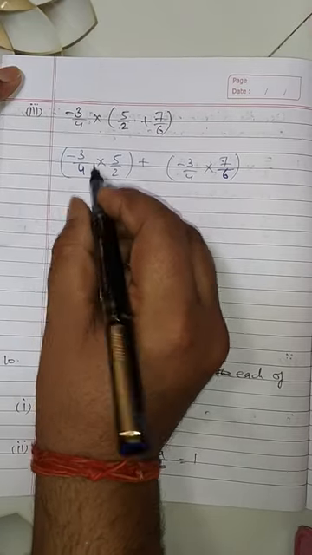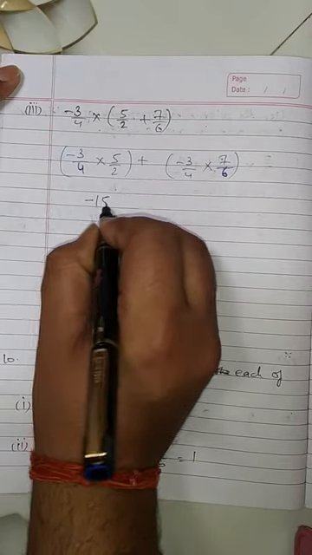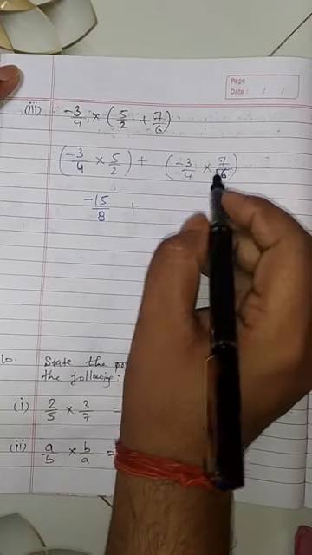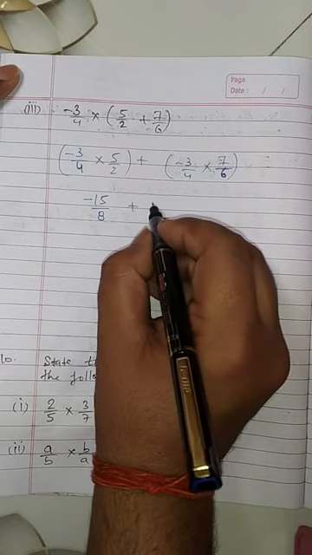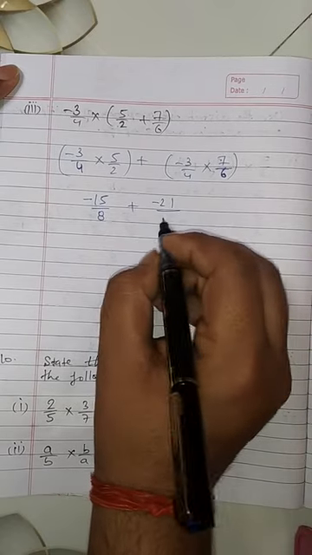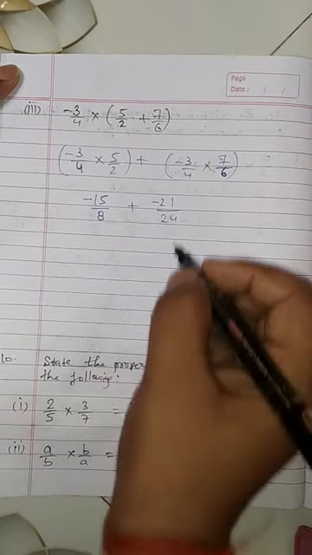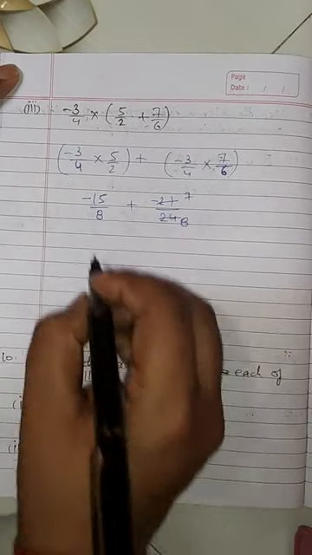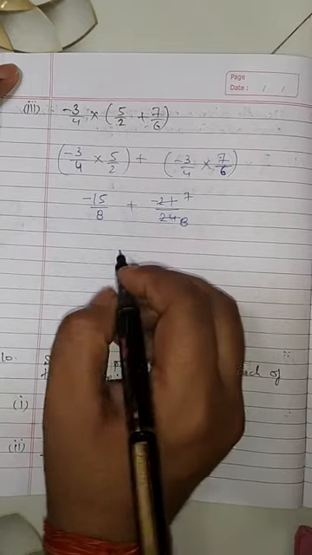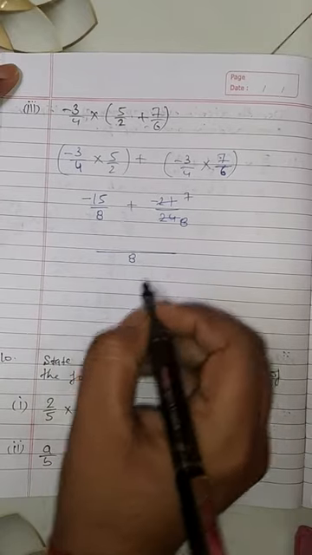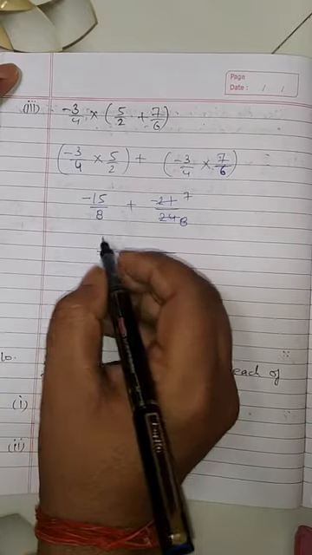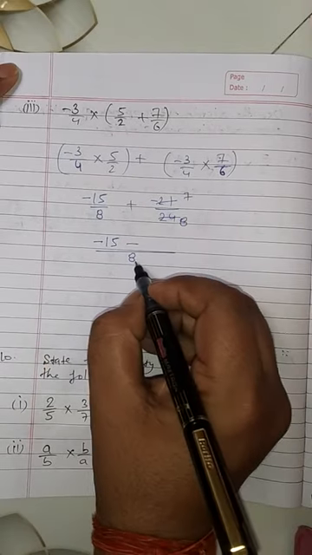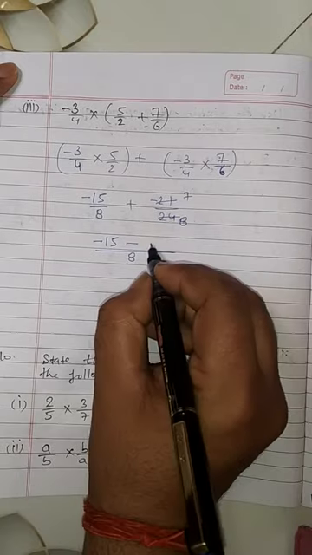3 5s are 15, so minus 15, 4 2s are 8. 3 7s are 21 and 4 6s are 24. Now 3 7s are 21, 3 8s are 24. The LCM of 8 and 8 will be 8 itself. 8 divided by 8 is 1 and 1 into minus 15 is minus 15, plus into minus gives you minus. 8 divided by 8 is 1 and 1 into 7 is 7.